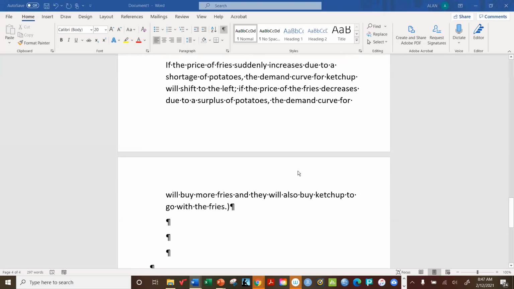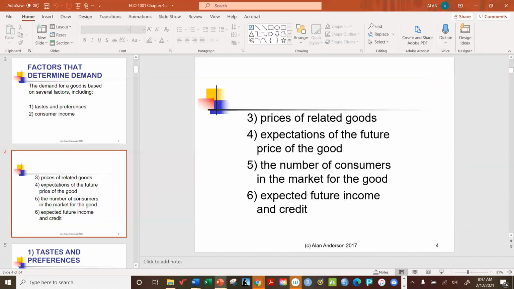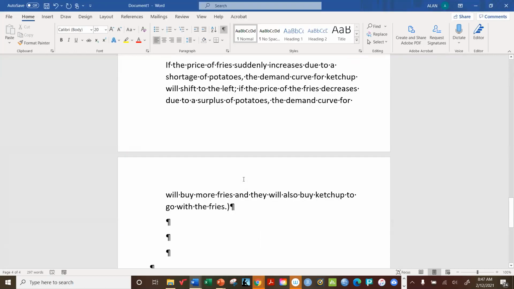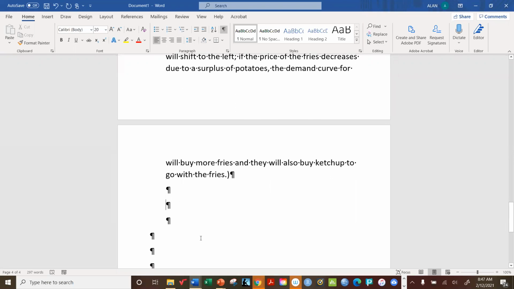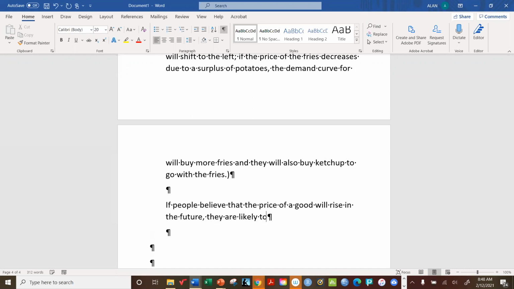All right, so now how about expectations? Here we go. The way that works, people usually have some idea of what they expect to happen in the future. They may not actually turn out to be right, but depending on what they think might happen, if people believe that the price of a good will rise in the future, they're likely to buy more, stock up on it today. In other words, they will buy more today, and the demand curve will shift to the right.